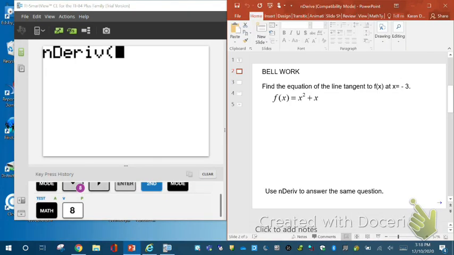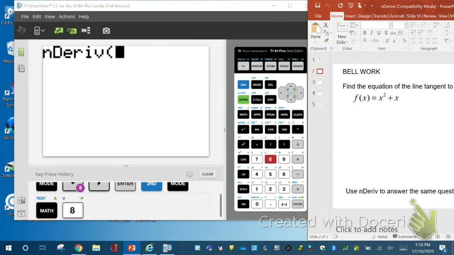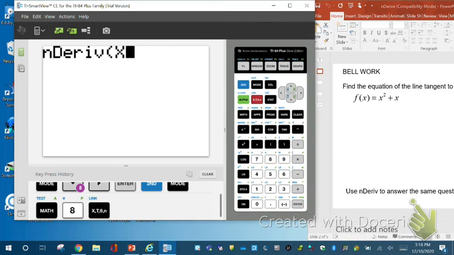So I'm going back to the bell work question to evaluate it with this format of a calculator. Okay, so you still do math 8. You plug in the function first. X squared. Oops, let me scooch this over. Okay, x squared plus x.